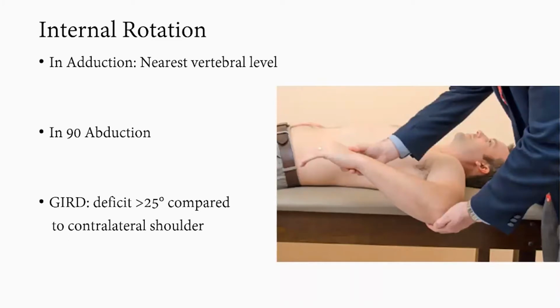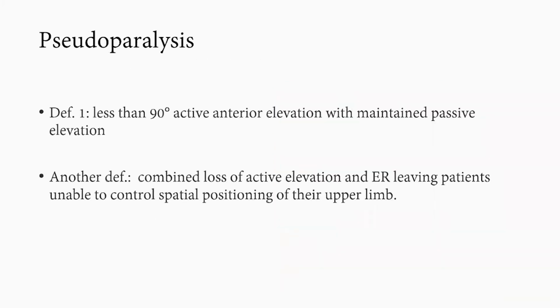Glenohumeral internal rotation deficit is defined as a deficit of more than 25 degrees when compared to the contralateral shoulder. What about pseudoparalysis? Pseudoparalysis has more than one definition. One definition considers one plane of movement: less than 90 degrees of active anterior elevation with a maintained passive elevation. Another definition combines two movements: combined loss of active elevation and external rotation.